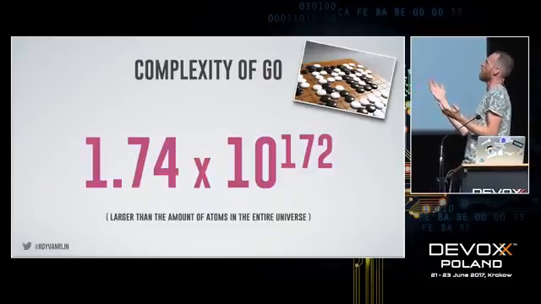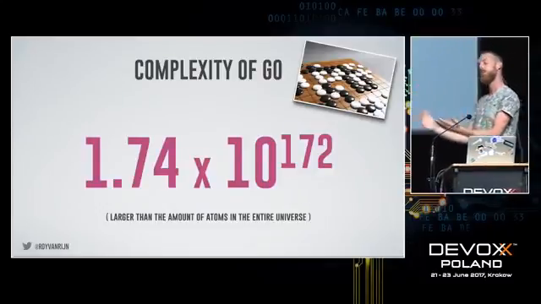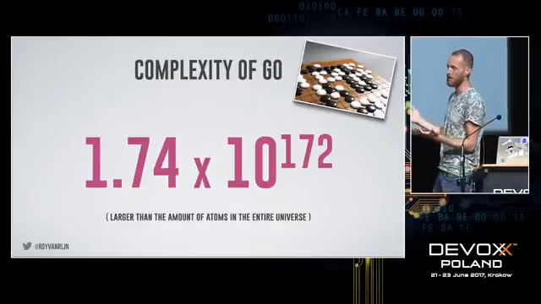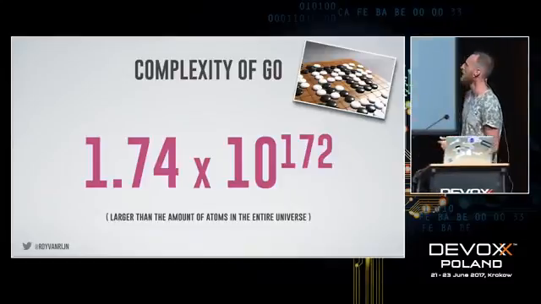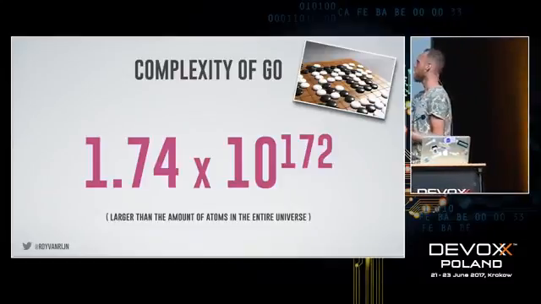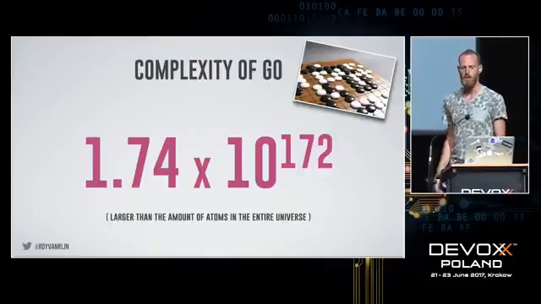So the complexity, if you would make a list of all the possible combinations you can get on a Go board, it's this number, which I can't even pronounce. But the number of positions is larger than the amount of atoms in the entire universe, which is a lot.